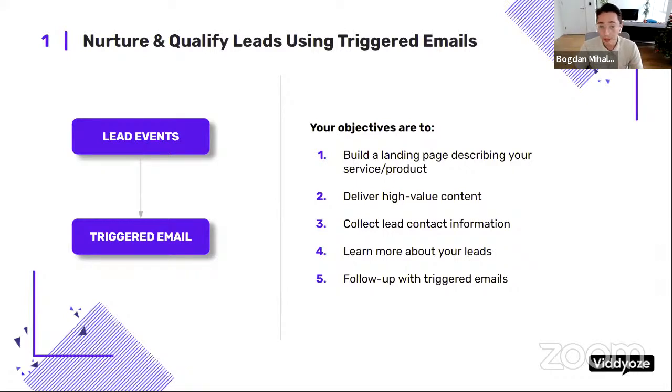The first one is to build a landing page describing your service or product. And obviously, you might already have that. But the second one, if you want to create some sort of lead magnet or downloadable resource, is to deliver high value content. So you could gate this content with a form which allows you to collect information about your website visitors. The third step is to obviously collect that information.